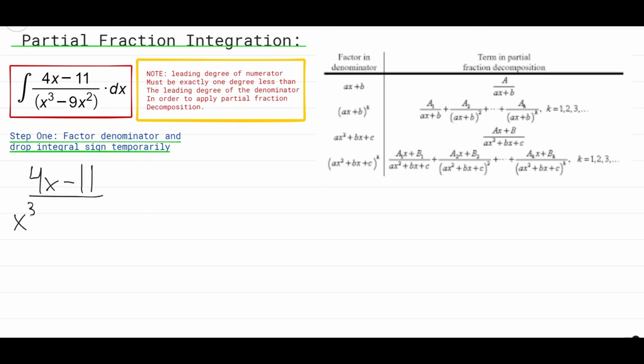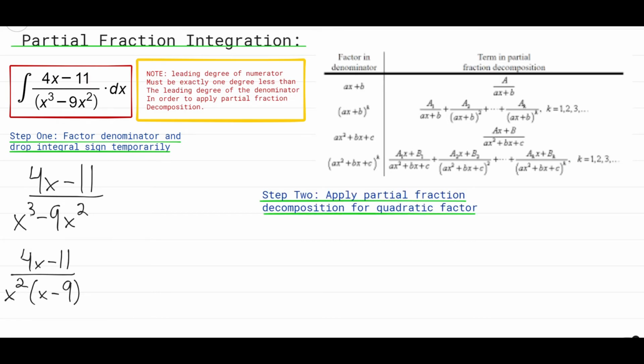So 4x minus 11 divided by x cubed minus 9x squared. Don't worry about the integral sign. So I'm going to factor the denominator out as much as I can. So 4x minus 11 divided by x cubed and x squared. I can factor out an x squared, so I'd be left with x squared, and I'd be left with x minus 9. So that's as far as I can factor it.